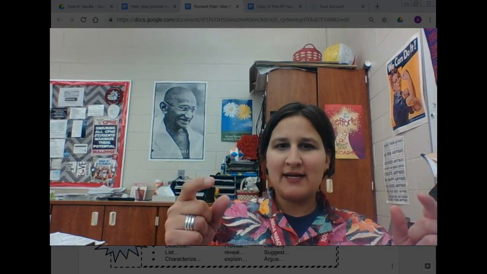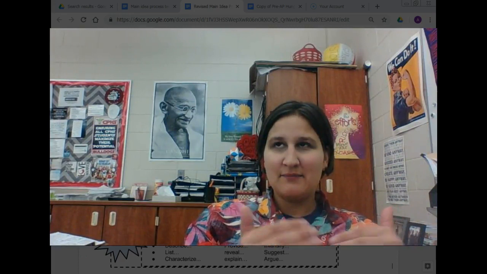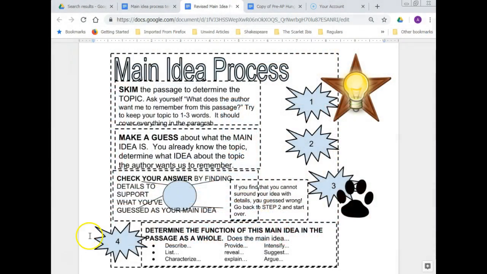If you have your main idea in mind and you go back to highlight things in that passage or paragraph and you find, oh my gosh, I'm not highlighting anything, it's because you're wrong. So scrap that main idea, go back to your topic, ask yourself that question again, and then base it on details. Then the 4th step is something that's really upper level thinking. It's basically, why is this main idea important in the context of the whole passage? So we'll take a look at that in a minute.